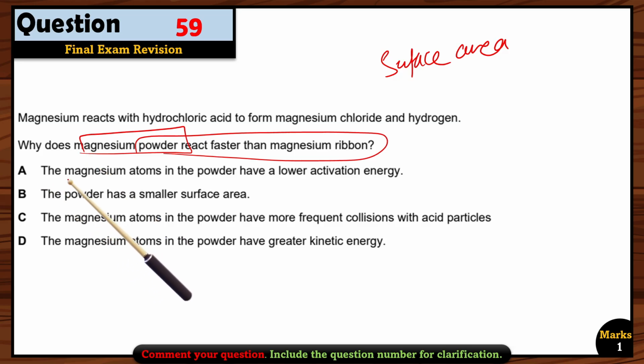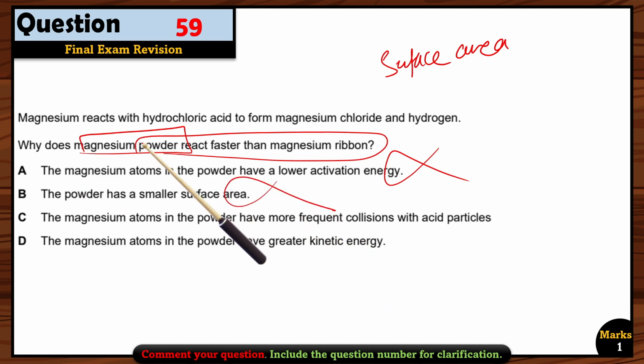So now we can see the options. The magnesium atoms in the powder have lower activation energy, nothing to do with that. The powder has a smaller surface area. Again wrong, because the powder has the larger surface area. That's why the reaction has a higher rate of reaction. The magnesium atoms in the powder have more frequent collision with the acid particles. Yes, this option is right.